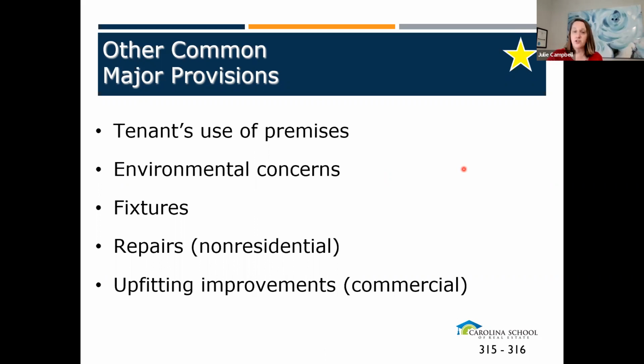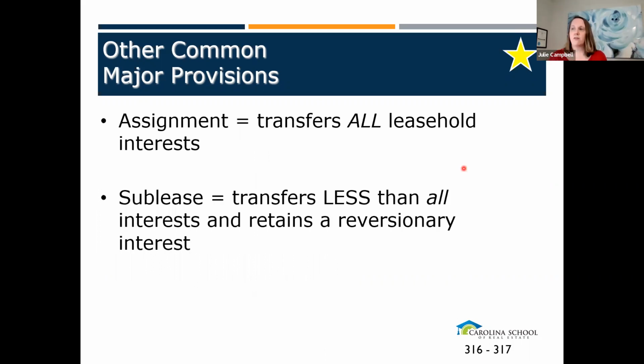There may be a provision in the lease about whether or not it can be assigned. Remember, an assignment, all the terms stay the same. The only thing that changes is the names of one of the parties.